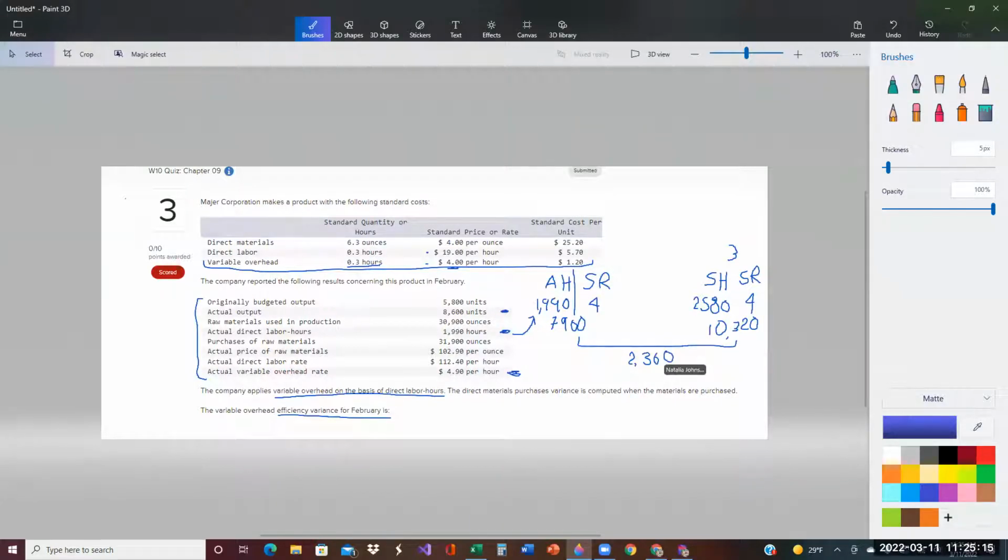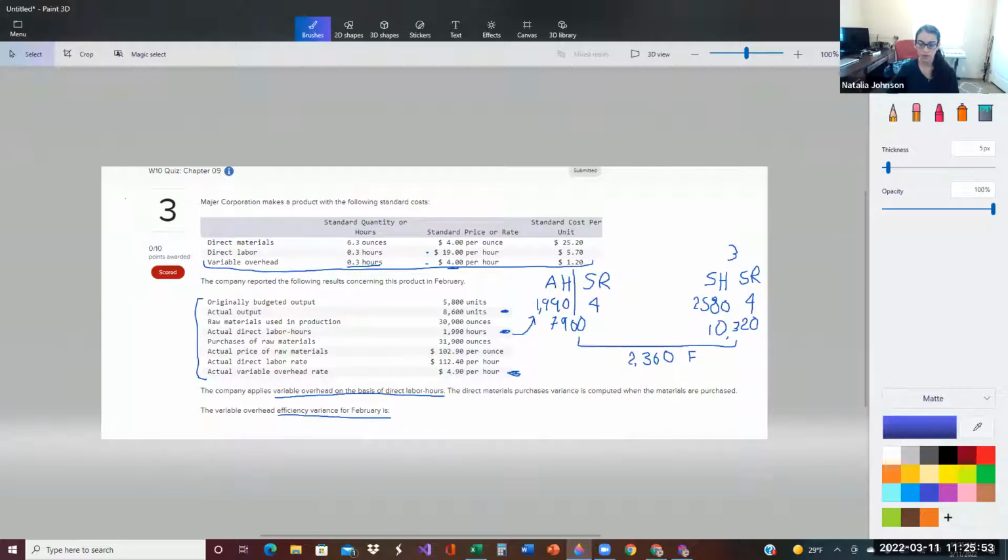Hey, Natalia. Yeah. One easy way that someone showed me was, when you're looking at this efficiency variance, it's 2 minus 3. If the left side is bigger than the right side, so if 2 is bigger than 3, it's going to be unfavorable. If 2 is smaller than 3, like on our numbers up top, so 7,960 is smaller than 10,320, it's going to be favorable because 2 minus 3, the left side is smaller, so it's favorable.